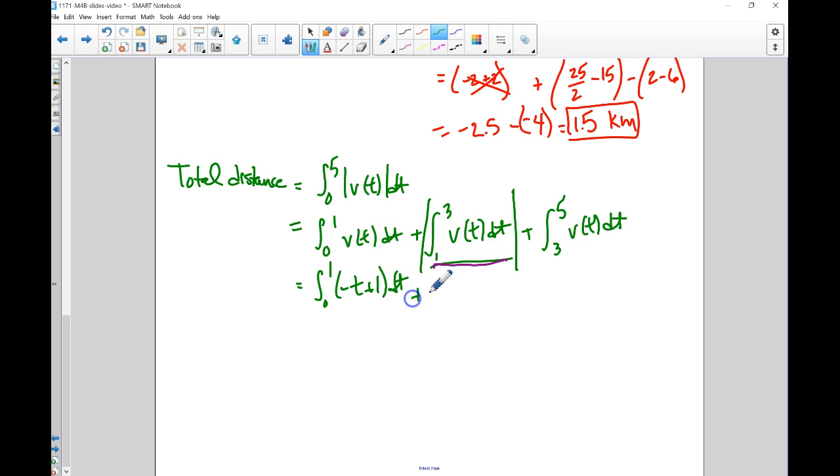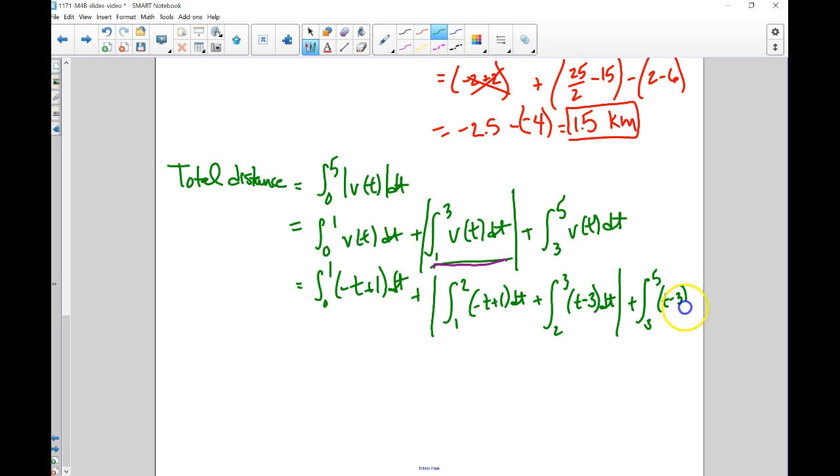So plus, and then it's going to be absolute value, break it up into the 2 pieces from 1 to 2, negative t plus 1 dt, plus, and then it'll be from 2 to 3 of t minus 3 dt, all absolute values, and then plus integral 3 to 5 of t minus 3 dt.